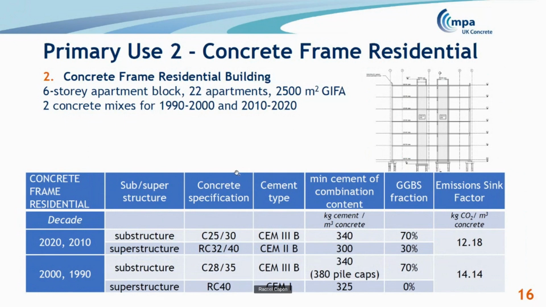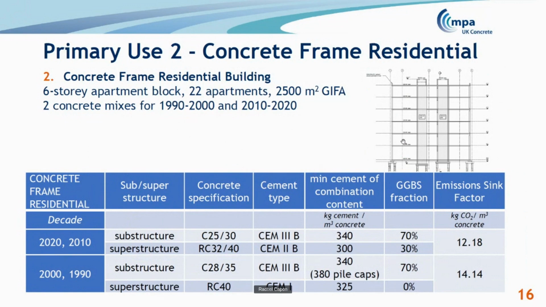This is the second primary use type: concrete frame. We've used a residential 6-story apartment block as our case study. Again, we've got 2 slightly different concrete mixes. The reason for this is not just because... actually, I'll come on to the reason later in the end of life, but again, it's to feed into the end of life calculation.